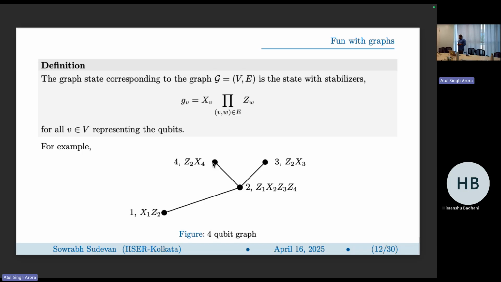Yeah, that's the definition. G is X_v, Z_w for all w neighbors of v. So if you draw different graphs, you will get different operators, and that's a new state. Whether those states are distinguishable is a different thing. Like in the sense that whether they are orthogonal or something, that is tough to see. We will get into that maybe later.